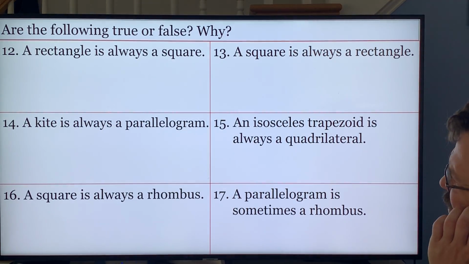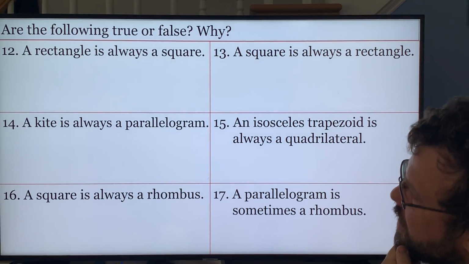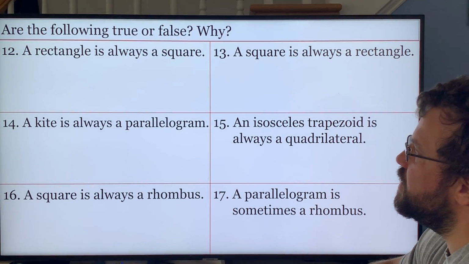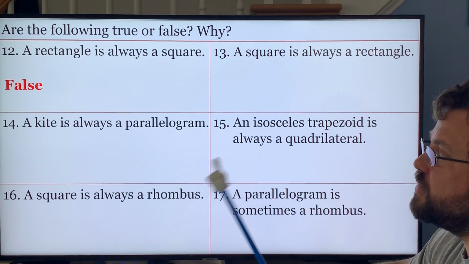All right, true or false? 12 through 17, go. All right, is a rectangle always a square? We discussed this at the beginning of the lesson. No, it is not. That is false.